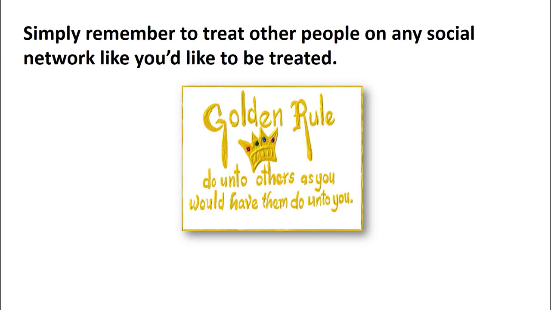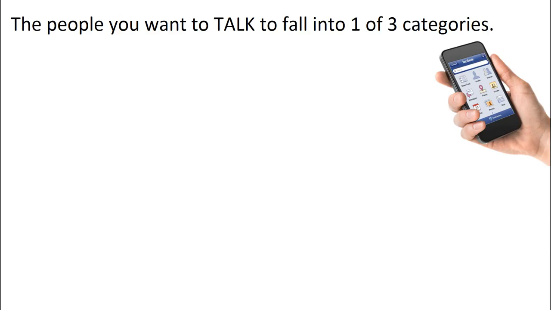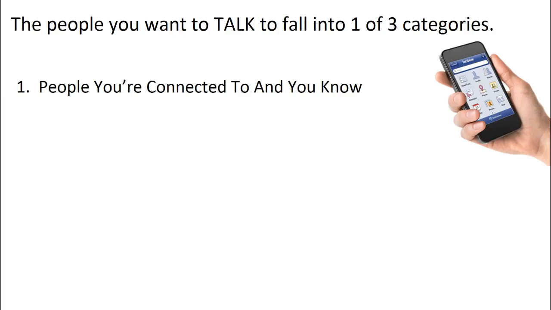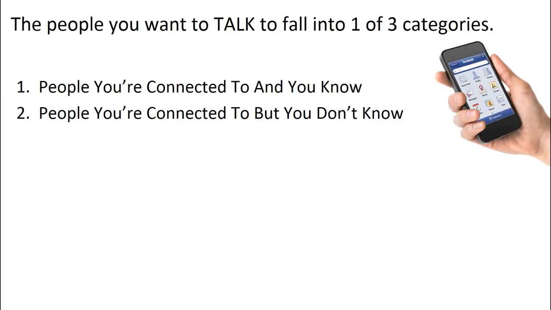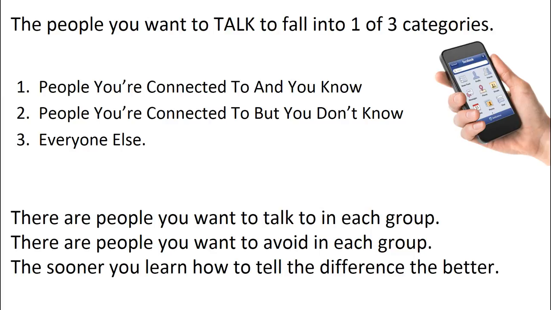If you want to talk to people, the people you want to talk to fall into 1 of 3 categories. They're either the people you're connected to and you actually know, the people you're connected to and you don't have any idea who they are, and then there's everybody else. Now, there are people you want to talk to in each one of these groups, and there are people you want to avoid in each one of these groups. And the sooner you learn how to tell the difference, the better.